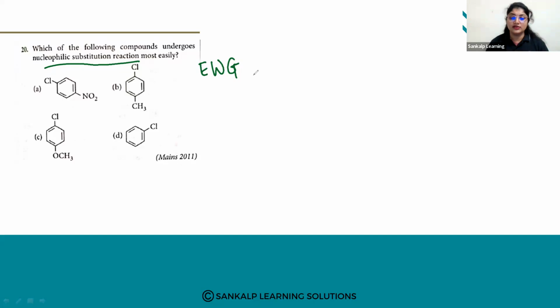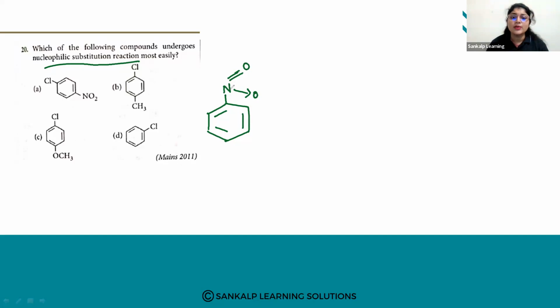Now here, the electron withdrawing groups such as nitro group. So this is a nitro group. Suppose this is a nitro group now. So whenever the nitro group is present, the nitro group is an electron withdrawing group, whenever it is present on the benzene ring.